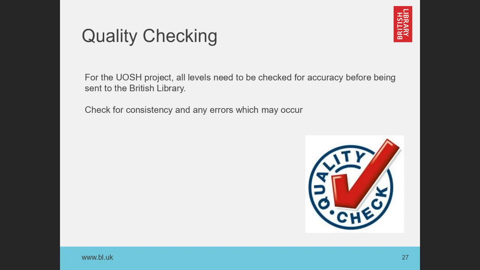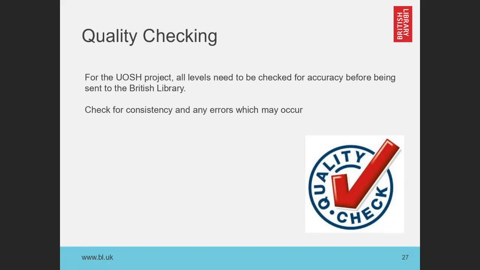And then the final step of our cataloguing process is quality checking. Within the UOSH project, all of our spreadsheets and entries are quality checked for accuracy, both within our own team and then by colleagues at the British Library. And then once the catalogue entry has passed the quality check, it is ingested, or imported, into the Sound and Moving Image catalogue.